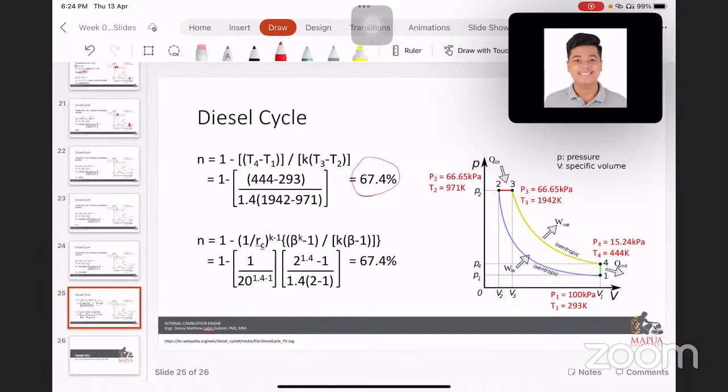Itong T1, T2, T3, T4 is a calculated value. So based sa calculation natin, ito ang lumalabas na thermal efficiency. Kung mapansin niyo, based naman sa volume, which is given yung compression ratio, at saka given din yung cut-off ratio, we are getting to the same number. So either or on formula na gamitin nyo, you will be able to get the same.